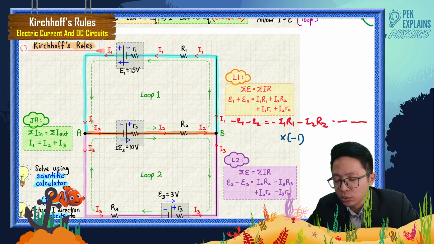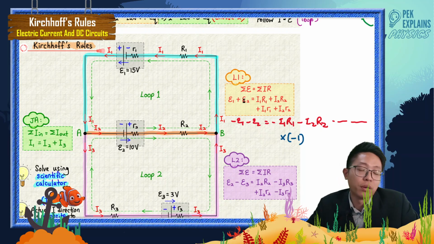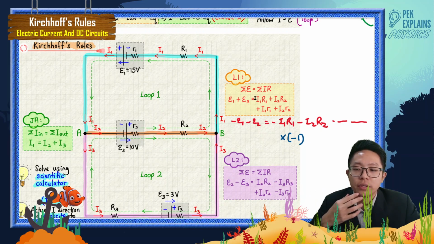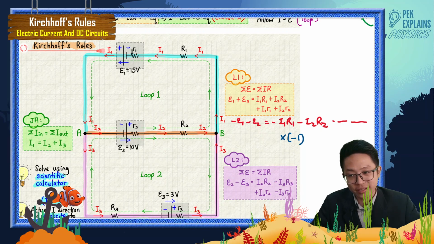And then look at E2. E2 goes negative to positive to the right. The loop direction at the top here is also to the right, same direction. So positive E2. Okay? Now finish. No more batteries. Now only left with resistors. We have external resistors R1 and R2, and we have internal resistor R1, internal resistor R2.